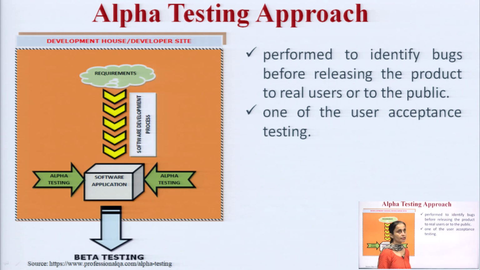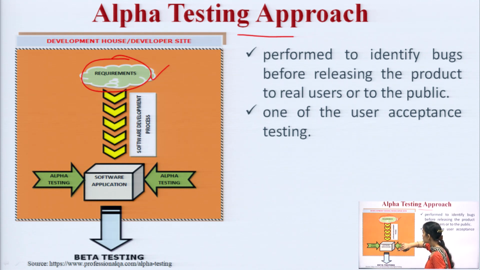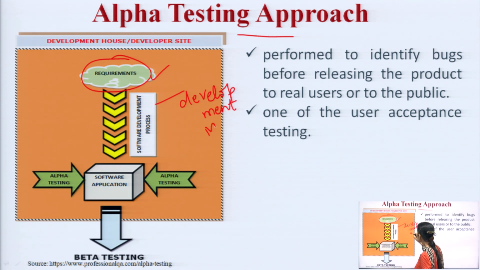Then let us discuss the alpha testing approach. Here we can see that this is our development house where we are developing the software. For that we have gathered the requirements. We can see this diagram. After gathering the requirements, that is the first phase, we proceeded to the development module. In this development module, the entire software is developed using the software development process. So, as the product is developed, now we have our developed software application.